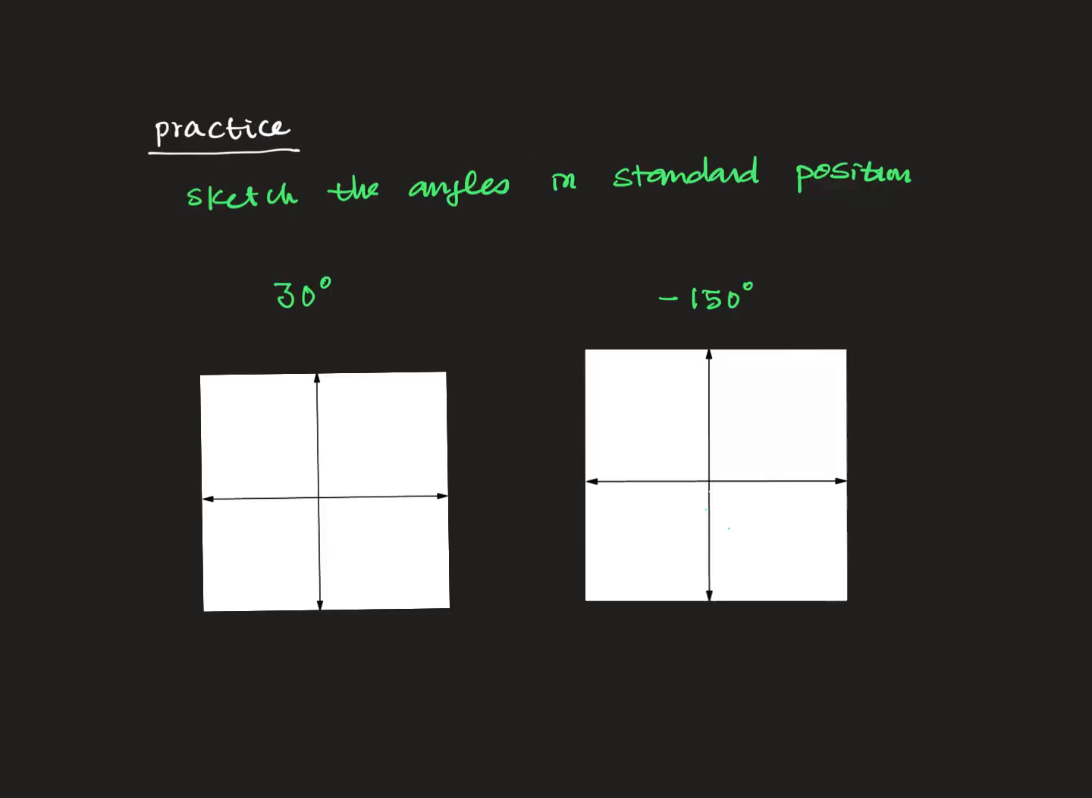Let's practice with these two angles. Here is 30. Sketch the angle in standard position. Here is the initial side, guys. Go in this direction, 30. So it's right there. That's 30 degrees in standard position. Negative 150, guys. The initial side is the x-axis. Here is 90. Go 30 more, 60 more, right there. This is negative 150. The negative only gives the direction, clockwise.